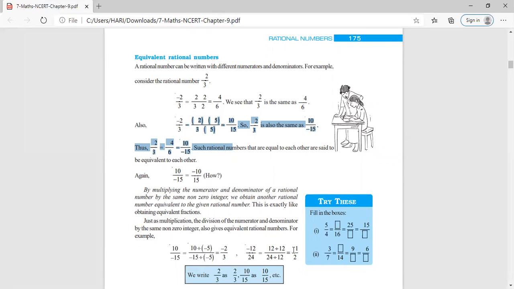And here, what will come? The numerator will be negative. That is also not shown. So in this page, many mistakes are there of the sign. Okay, children. So we will be getting the equivalent rational number by multiplying the numerator and denominator of a rational number by the same non-zero integer. And also we can obtain the equivalent rational number by dividing the numerator and denominator by the same non-zero integer.